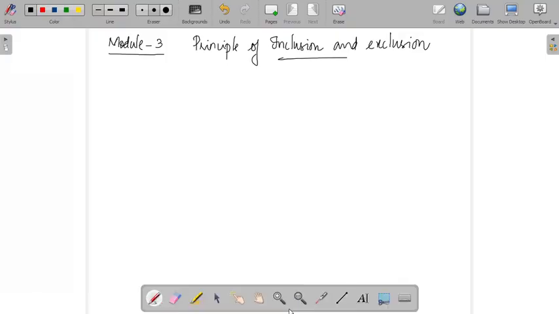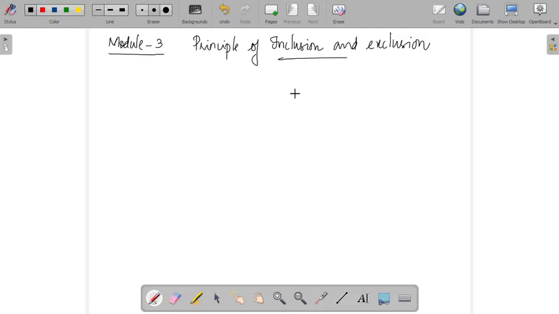Hello, so in today's class we will begin the third module, which is on the principle of inclusion and exclusion. In today's class we will first look at the simplest version of the principle of inclusion and exclusion, and we will see a few examples.